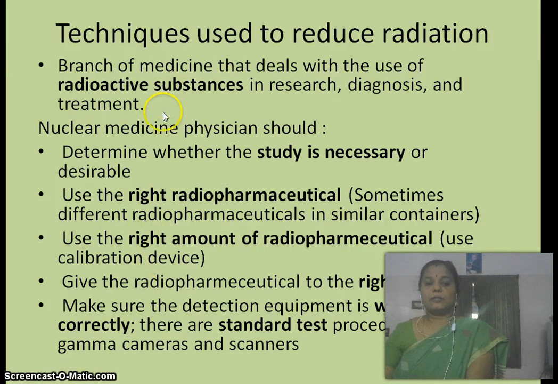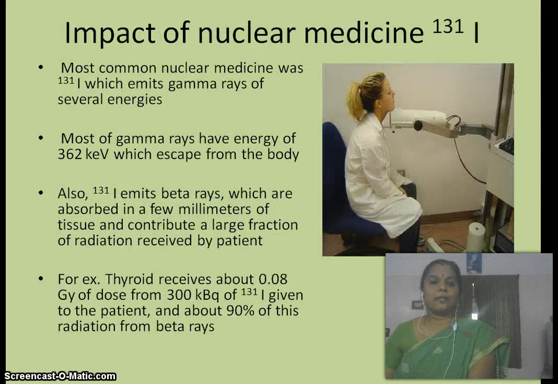So the responsibilities of the technician are whether the study is needed or desirable, and if so, he should ensure he is giving the right radionuclide pharmaceutical to the patient, the right amount is given, and it is given to the right person. And he should always ensure the equipment is working properly, and the standard regulatory procedures or test procedures for the gamma cameras and scanners should always be done.